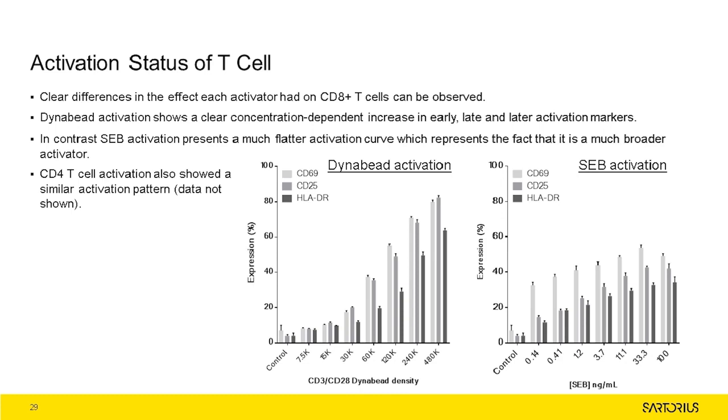The 2 graphs on the right show the activation markers CD69, CD25, and HLA-DR as a percentage of CD8 positive T cells. The graph to the left represents Dynabead activation, where beads were added as a ratio to effector cells, with the top bead concentration representing a 1-to-1 bead to effector cell ratio. The graph to the right shows SEB concentrations in nanograms per mL. Clear differences can be seen in the T-cell activation profiles, where Dynabeads show a concentration-dependent increase in all 3 activation markers, whereas SEB activation presents a much flatter activation curve.